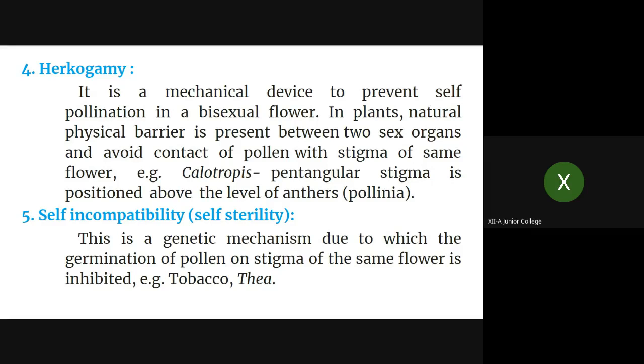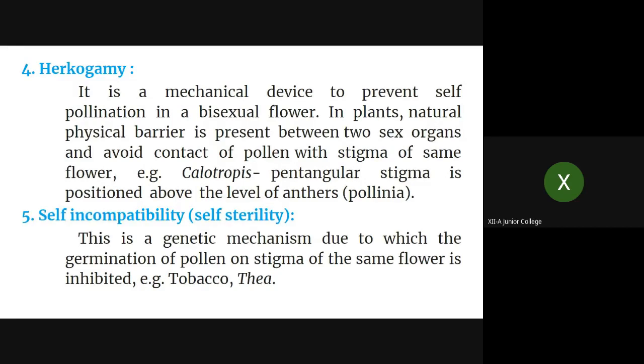Now, the next criteria where only cross-pollination is possible is self-incompatibility. This is also called self-sterility. Very easy to remember: self-sterility. Self is what? Same. So, the same pollen grain, when it falls on the stigma of the same flower, cannot germinate. But if another pollen grain falls on the stigma, then only germination takes place.